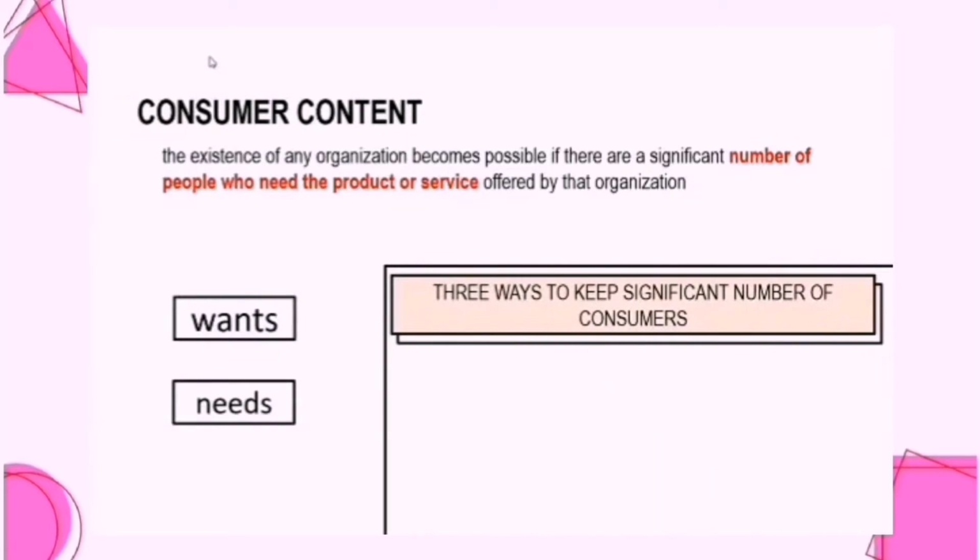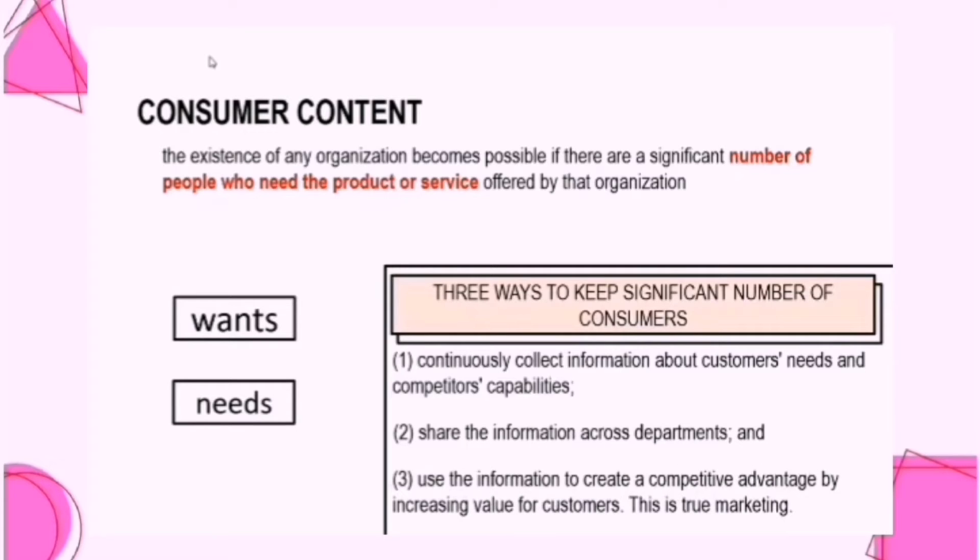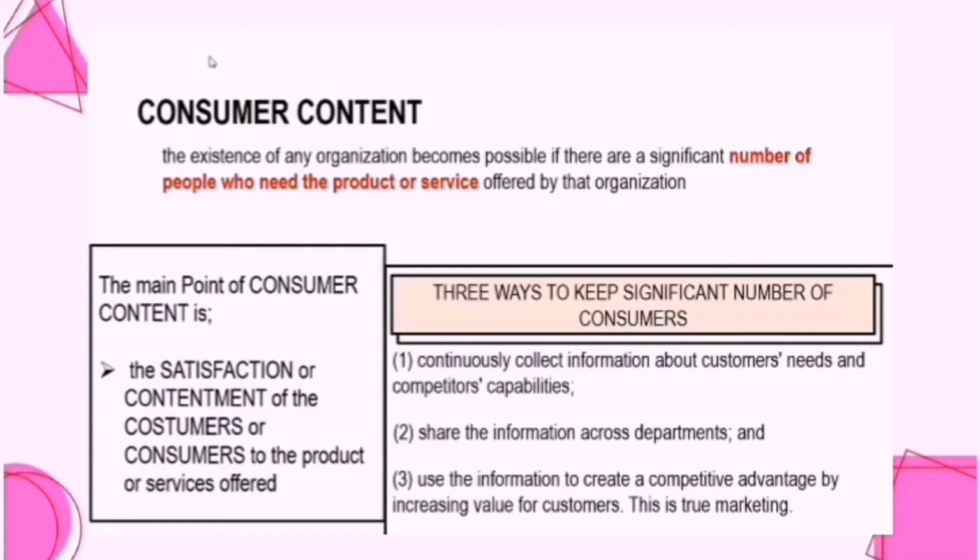There are ways to keep a significant number of consumers. First, continuously collect information about consumers' needs and competitors' capabilities. Second, share the information across the departments and use the information to create a competitive advantage by increasing the value for customers. So that is good marketing. The main point of consumer content is that in order for marketers to keep the number of consumers, they have to consider the consumers' wants and needs for the products or services they offer.